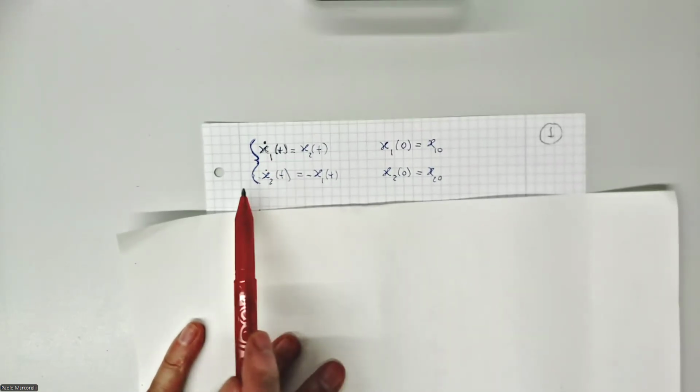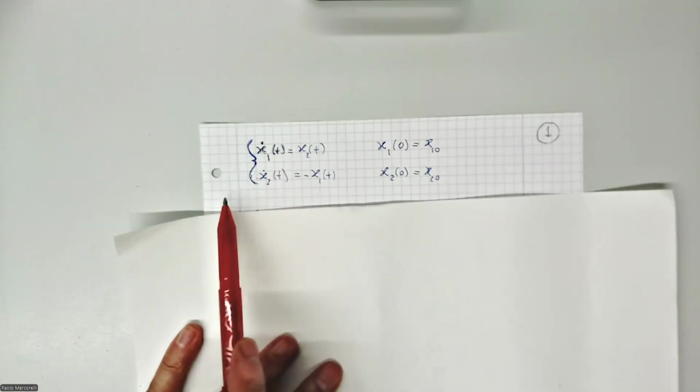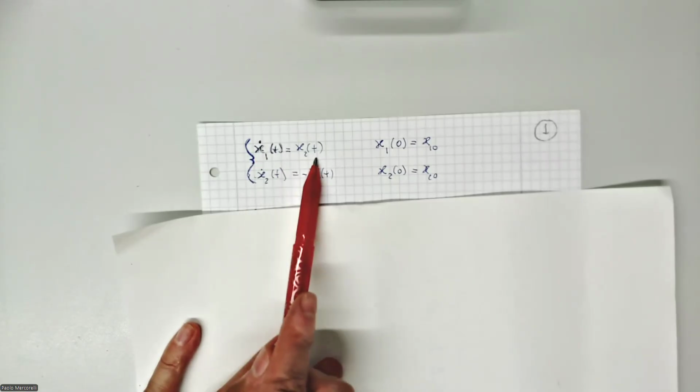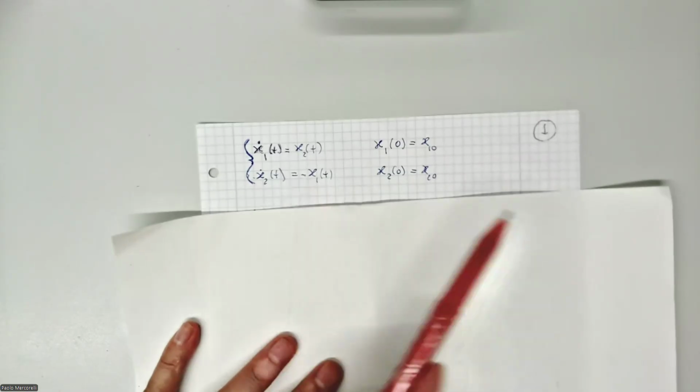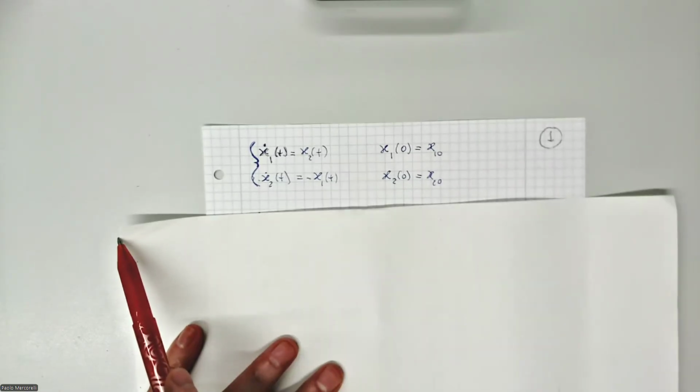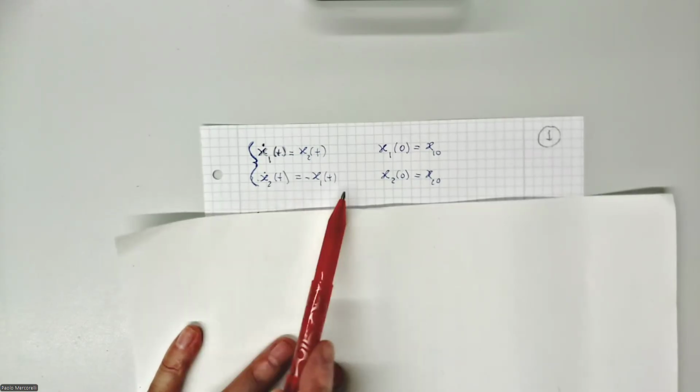We can see that the system is not decoupled, no? It's an interesting system. x1 derivative equals x2, x2 derivative equals minus x1. You can put here also minus 2 times x1 and so on. But we can see that we don't have x2 here.